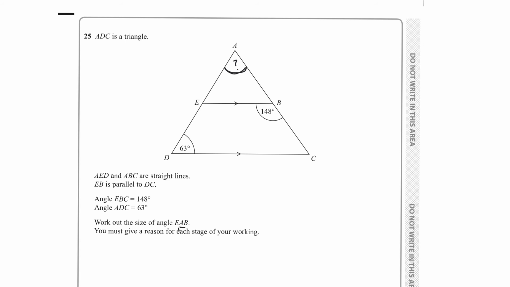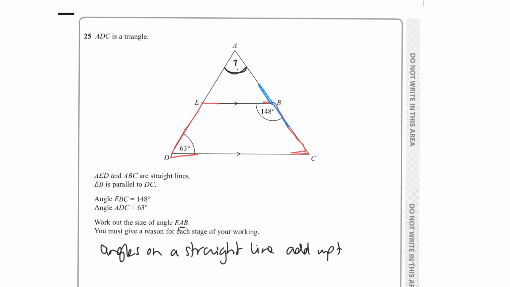Okay, let's break down what we have bit by bit. This is going to be using some of our angles in parallel lines rules. So let's get right into it. The first thing that we can see is we've got a bit of co-interior angles going on, don't we? And also bear in mind this one is on a straight line. So first thing we can do is angles on a straight line add up to 180 degrees.